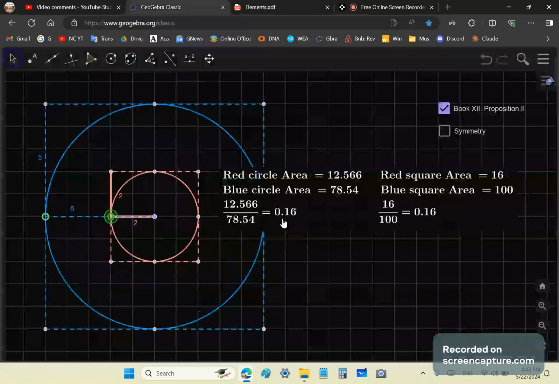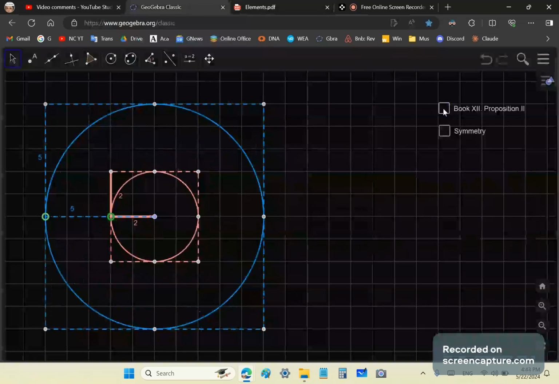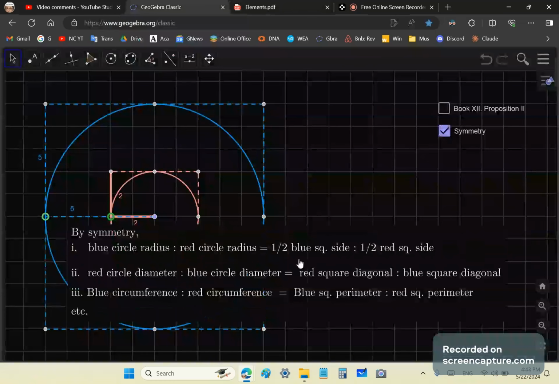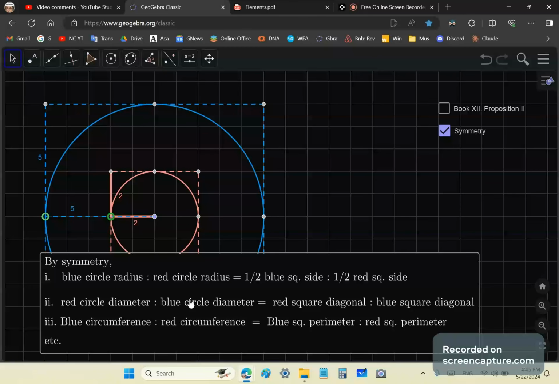So that's what the proposition says, but it doesn't just say that. It says a lot more. So what else does it say? Well, because of the symmetry of the circle and the square that is on its diameter, there are a lot more symmetries. So here are the other symmetries. For example, and I've just given you a few, you can say that the blue circle radius to the red circle radius is equal to half the blue square side to half the red square side.